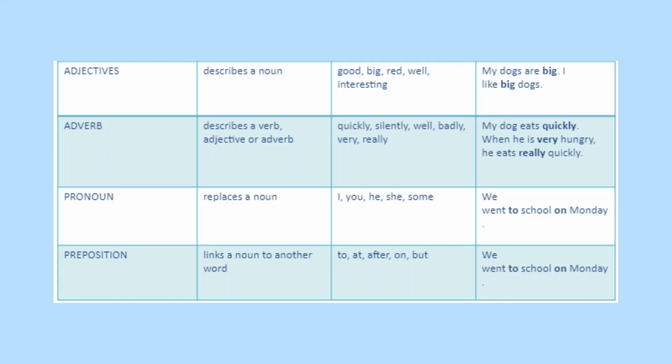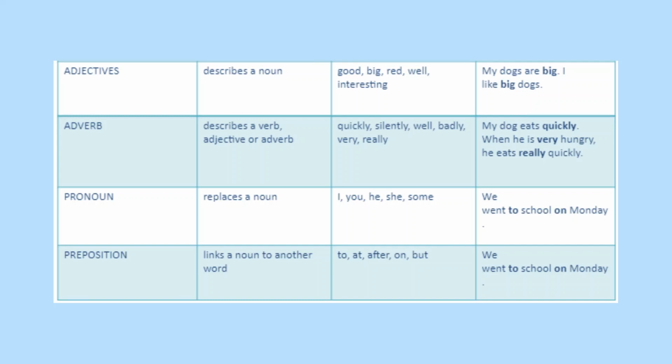Now moving towards the pronoun. The pronoun is used to replace the noun. The examples of the pronoun are I, you, he, she, some, and so on. The example is, we went to school on Monday. Here, the pronoun we is used in place of noun.